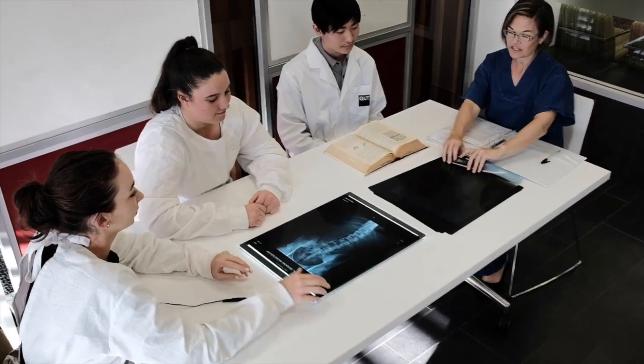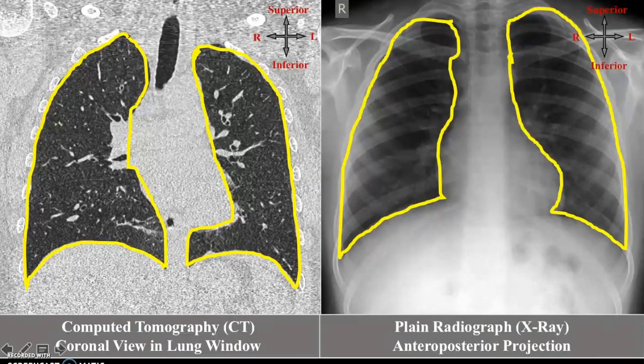Okay, let's take a look at some chest radiographs. Here we can see some radiographs of the thorax. On the left we have a computed tomography or CT image. On the right is a plain radiograph or X-ray.